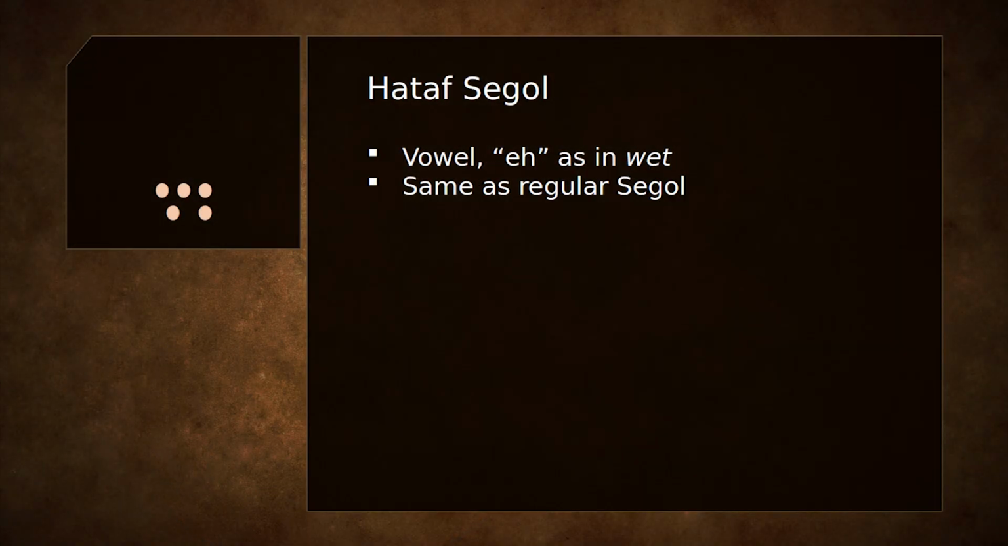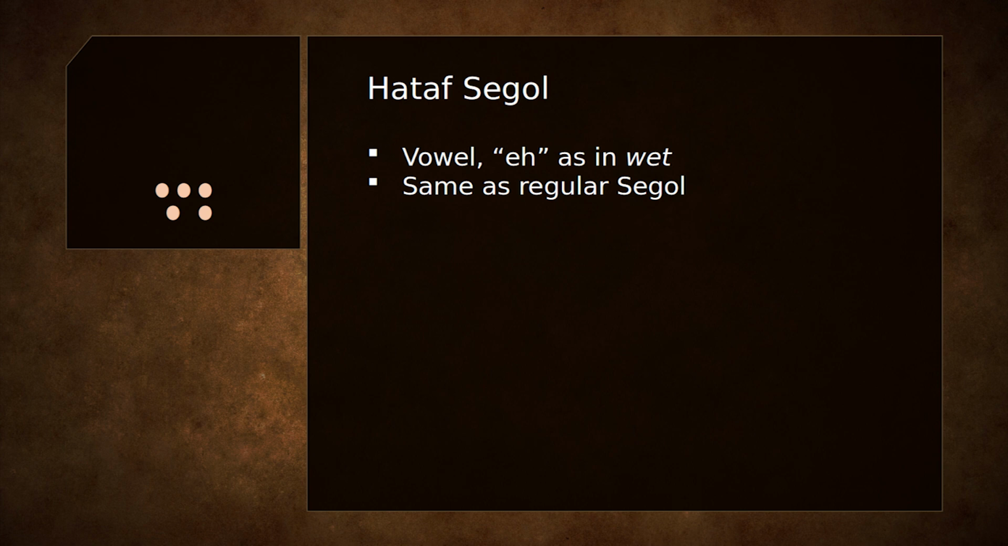Next, we're going to learn a set of 3 vowels called the Khattaf vowels. This is the first one. It is called Khattaf segol. Khattaf segol is written underneath a letter, and you can see that it looks like a regular segol, but with a schwa right next to it. The reason it looks like that is because that's exactly what it is. It makes the exact same sound as a regular segol, which is the sound as in the word wet.